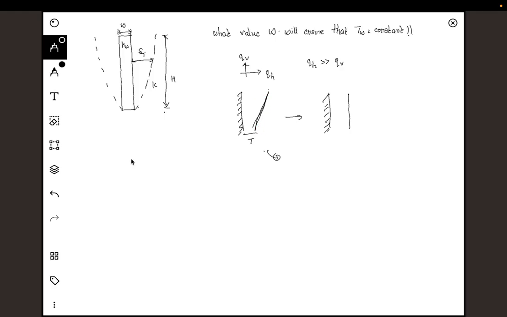The second way is instead of giving it outwards, heat will be transferred internally. Basically heat will transfer from higher temperature to lower temperature. So this temperature will keep increasing, this temperature will keep reducing, and eventually it will become like this. So these are the two mechanisms that can happen. This happens when you have QV greater than QH.